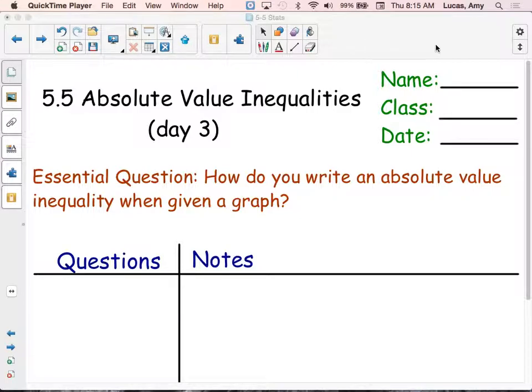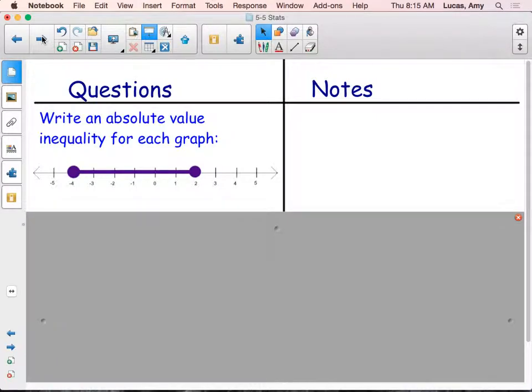So we've worked with solving absolute value inequalities and writing out our solution inequality and graph. Now we're going to be given a graph and we are going to figure out how to write that absolute value inequality to go with our graph. Okay, so our first one, write an absolute value inequality for each graph.